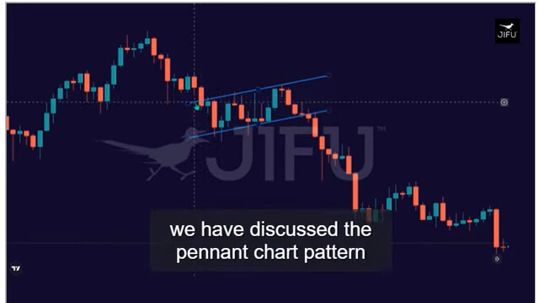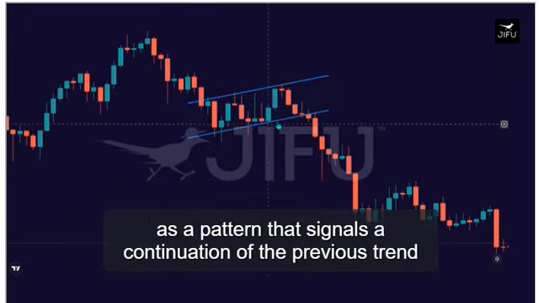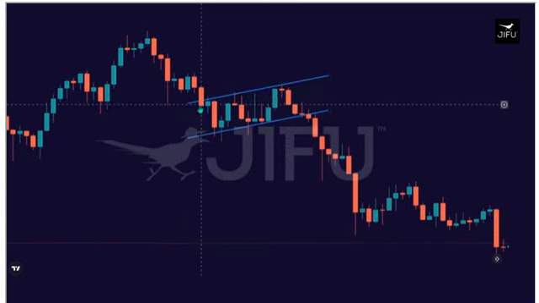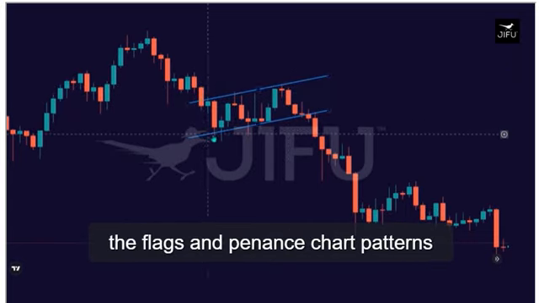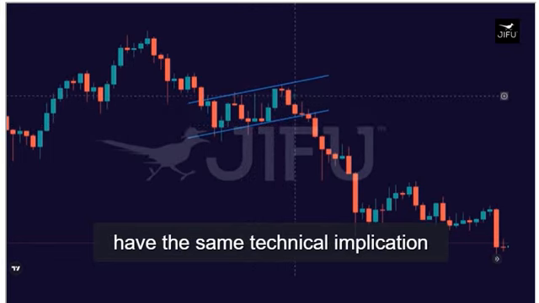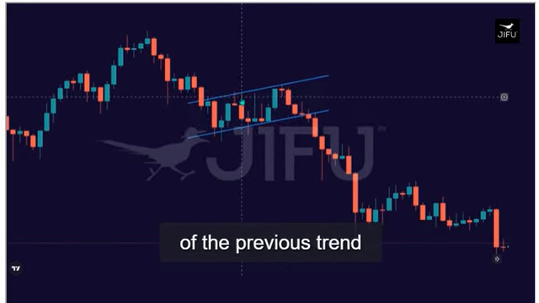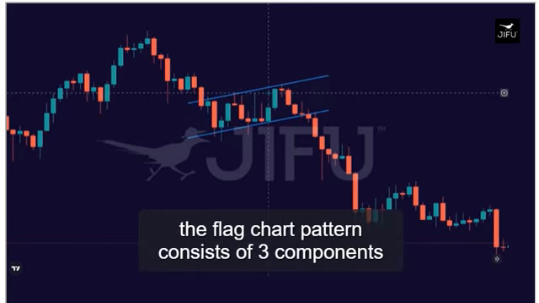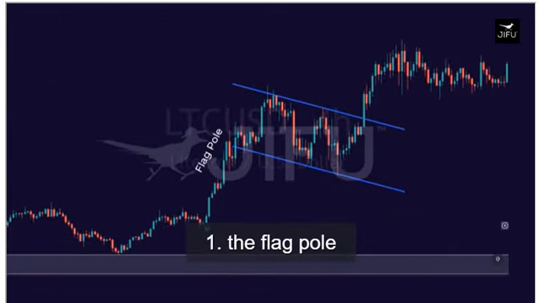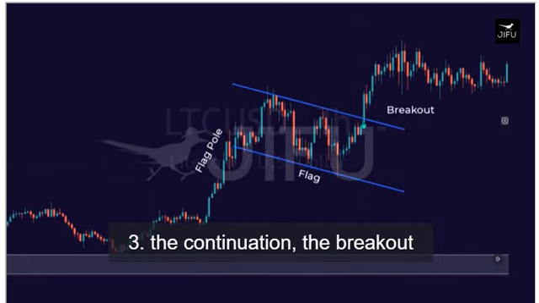We have discussed the pennant chart pattern as a pattern that signals a continuation of the previous trend. The flags and pennant chart patterns have the same technical implication because they both signal a continuation of the previous trend. The flag chart pattern consists of three components. Number 1, the flagpole. Number 2, the flag itself. Number 3, the continuation, the breakout.